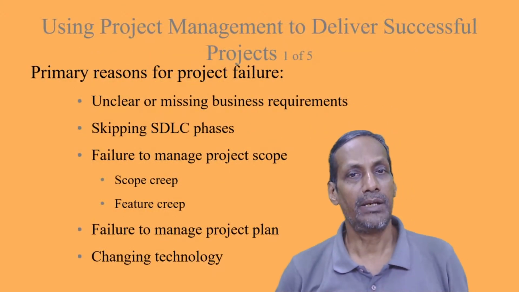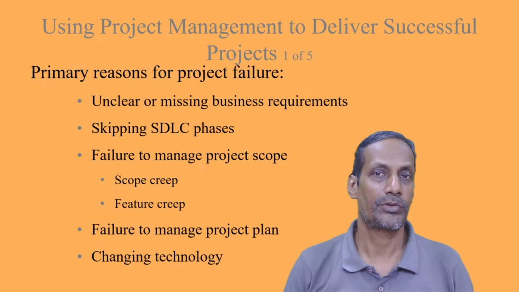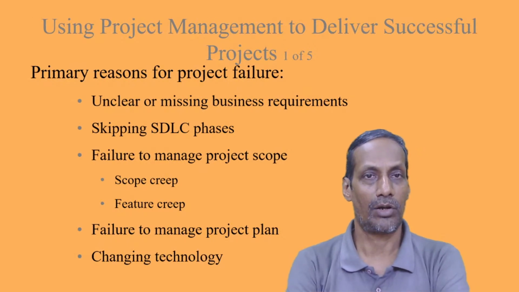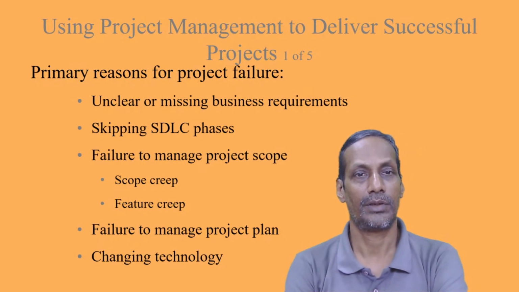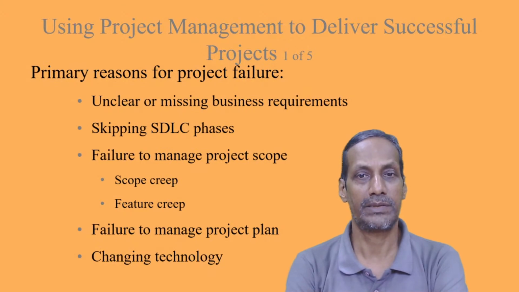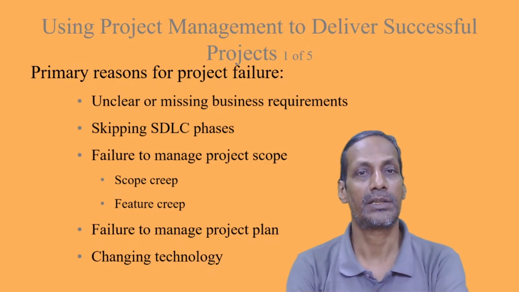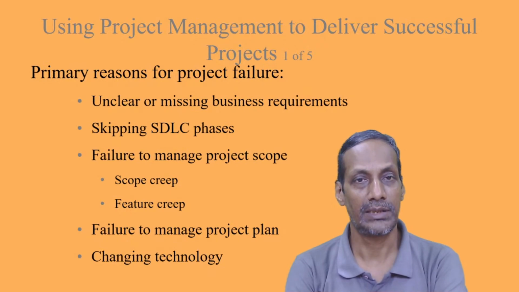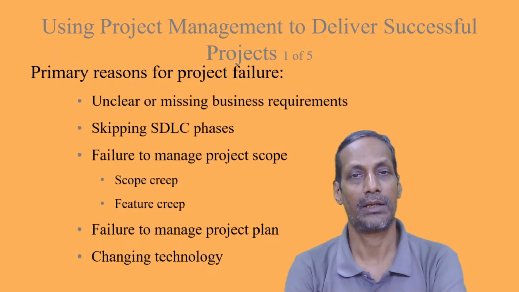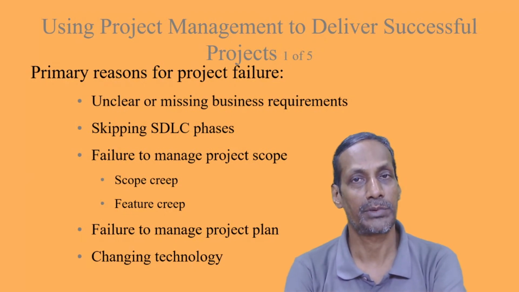So the primary reasons of an information system project failure are all of these. If you have an unclear or missing business requirement, then your information system solution fails. If you are skipping any of the 7 phases of the SDLC, then also your information system project will fail or your information system solution will fail.